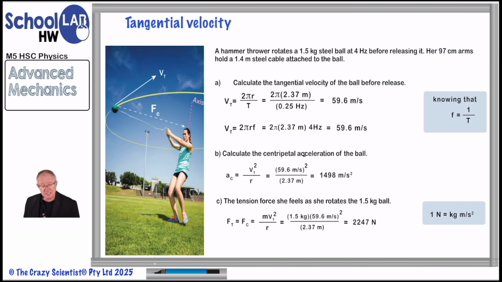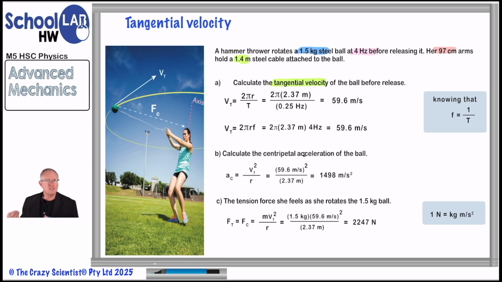So let's do a question on this here, right? We've talked about these, so let's now apply this to a question. It says a hammer thrower rotates a 1.5 kilogram steel ball at 4 hertz before releasing it. Her 97 centimeter arms hold a 1.4 meter steel cable attached to the ball. Calculate the tangential velocity. All right, so straight away you see the key words tangential velocity, so you're highlighting that. Okay, we've got some data here in terms of our numbers, so let's highlight our data, and then we know we have to do something with it, and of course we have to then check the units, etc.